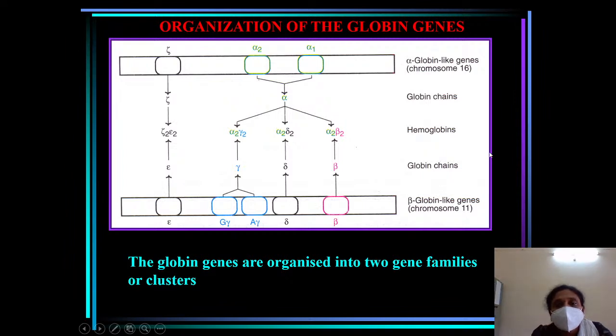So anyway, the genes responsible for the synthesis of alpha chains are located on chromosome number 16. The genes responsible for the formation of beta chains, delta chains, and gamma chains are located on chromosome number 11. And 2 alpha genes are responsible for the formation of 2 alpha chains on chromosome 16, and a single gene on chromosome 11 is responsible for the formation of 2 beta chains.